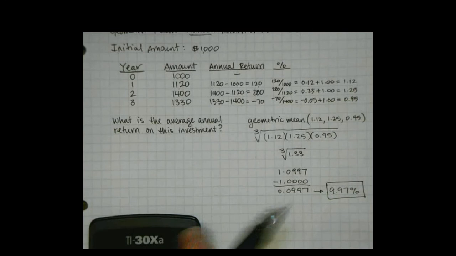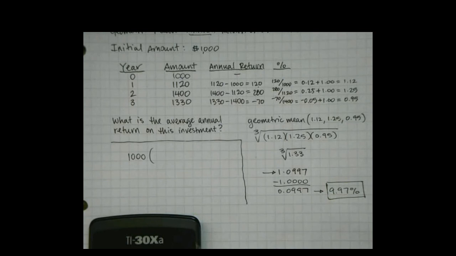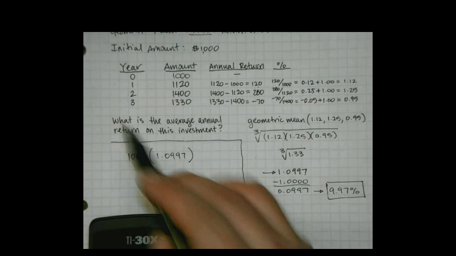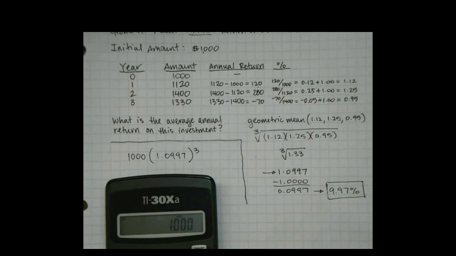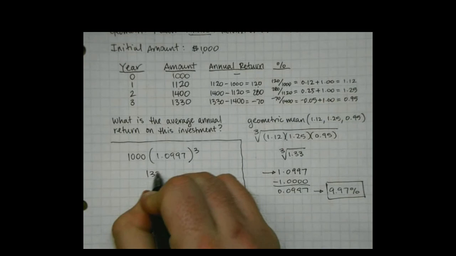Here's a better way to see this. If I took my $1,000 and I multiplied it by that number, 1.0997, and I did it for 1, 2, 3 years, what would I get out? 1,000 times 1.0997 raised to the third power is 1329.91. Pretty close, which is about where we wound up there.